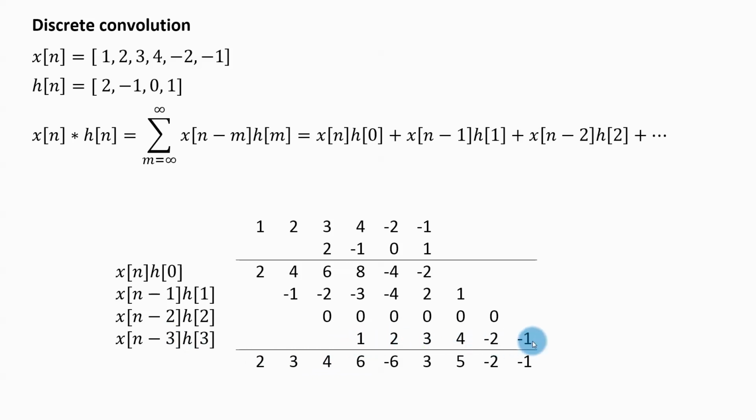And the last thing that I need to do is to add everything together to implement these plus signs. So I will start adding. 2 plus nothing is 2. 4 plus minus 1 is 3. 6 plus minus 2 plus 0 is 4. And so on and so forth. This is how I add my numbers, and this is the result of the convolution.